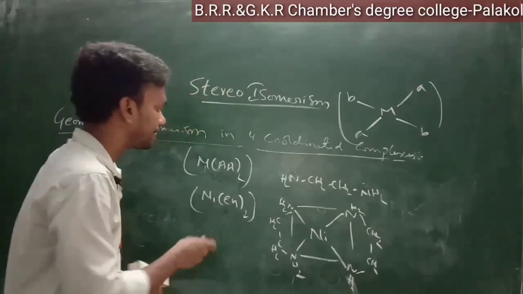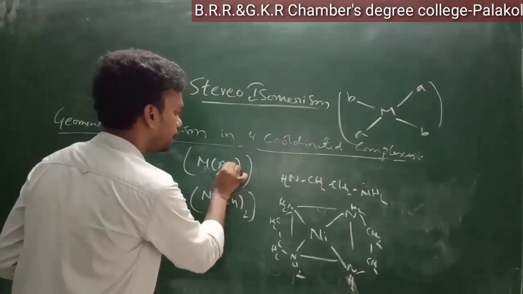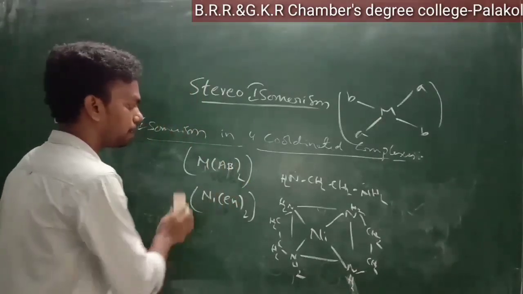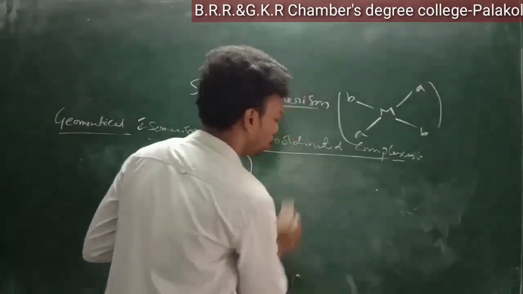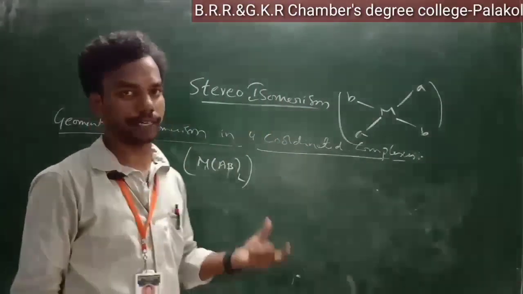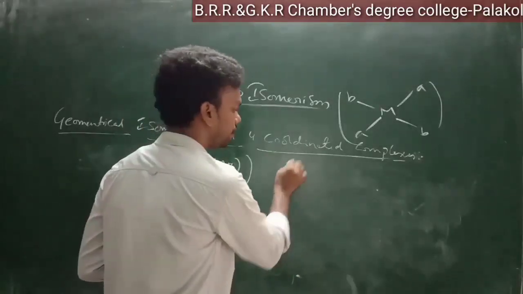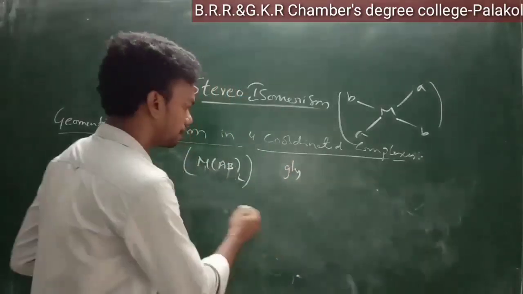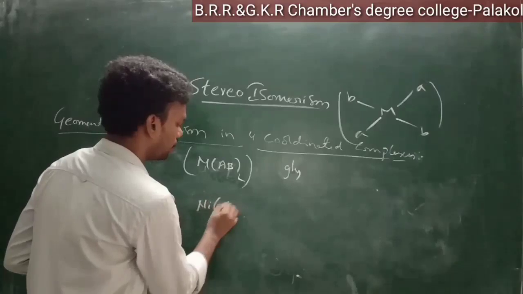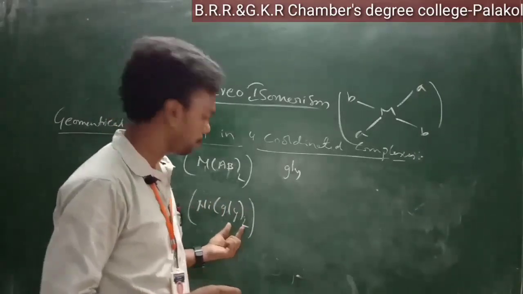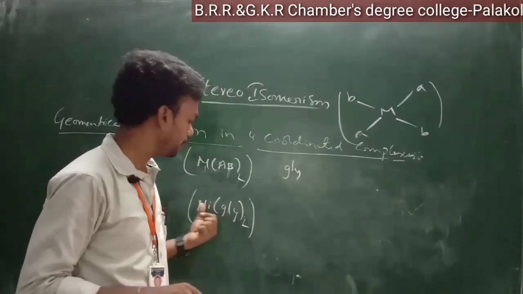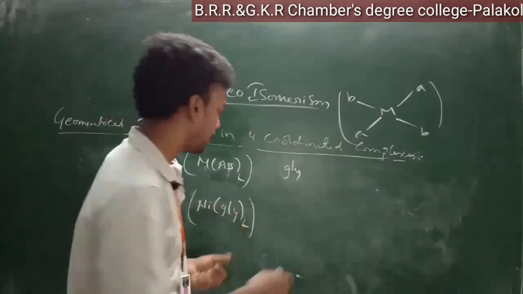Okay, let's take another example. M(AB)2. So AB twice means AB also bidentate ligand, but the 2 donor sites are different. Let's say an example, glycine. So that means nickel bis-glycinato. Okay, bis-glycinato nickel 2. Okay, right.